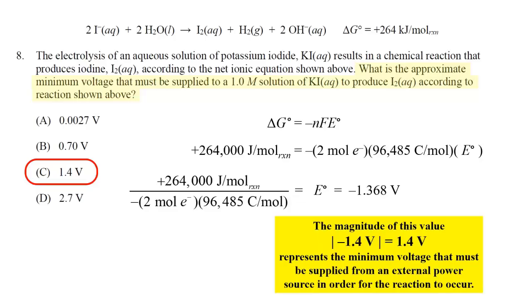Since the sign of the cell potential is approximately -1.4 volts, I would need, at a minimum, 1.4 volts of energy to be supplied from a battery or some outside power source to get this reaction to occur. So again, the correct answer to question 8 is choice C.